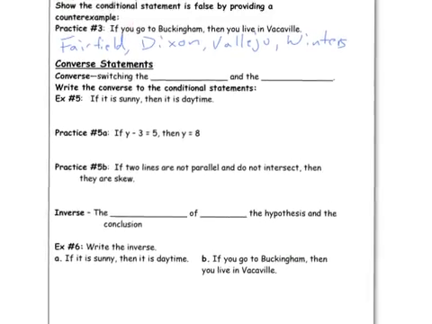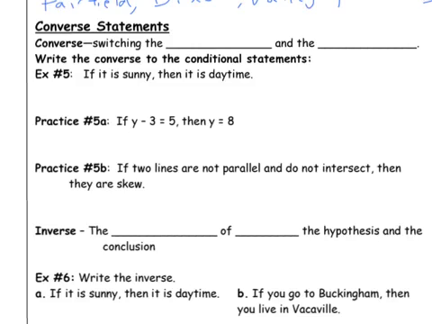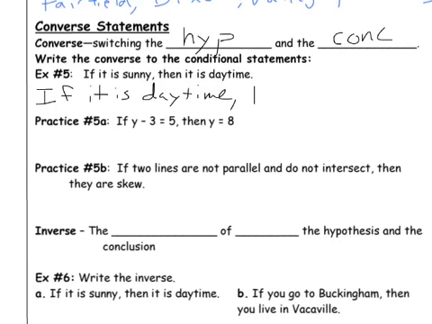All right. Let's talk about what a converse is. A converse is when we switch the hypothesis and the conclusion. Just switch them. So, instead of saying if it is sunny, then it is daytime, we would say if it is daytime, then it is sunny.